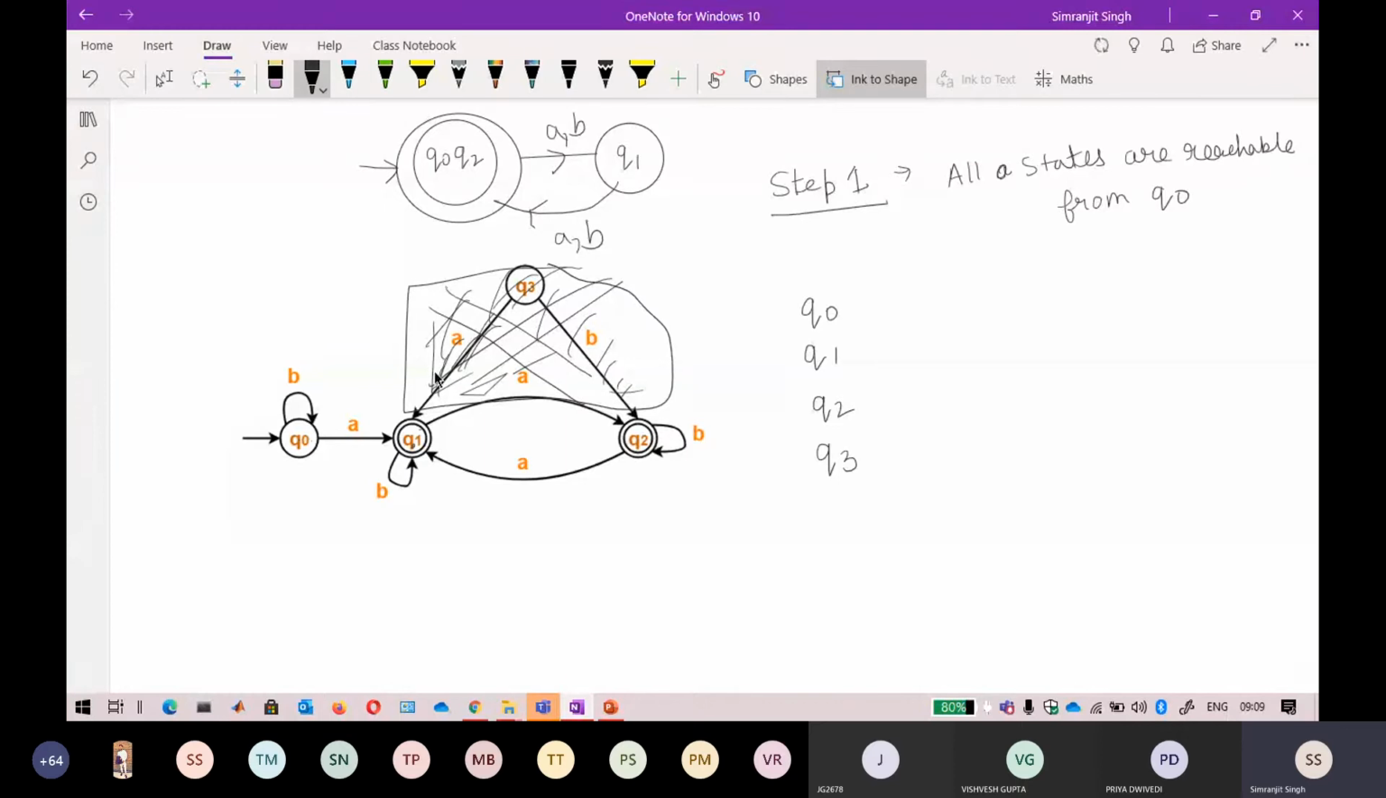So the first step is to always check that all states are reachable from Q0. If they are not reachable from Q0, delete those states. A simple step. After that you just do the transitions. It means that I do not have to do the transition of the deleted state. Now again go with this.